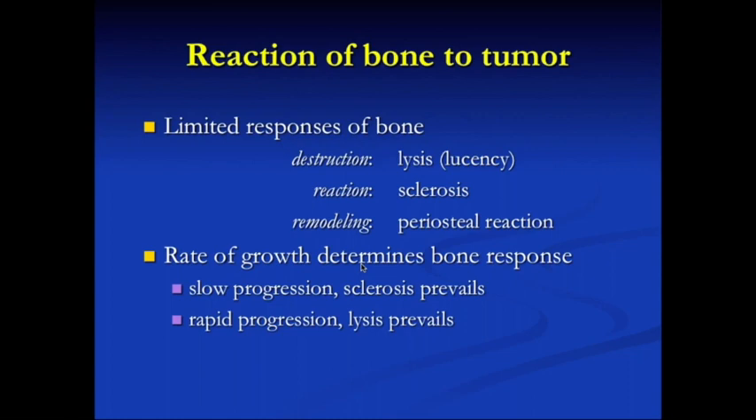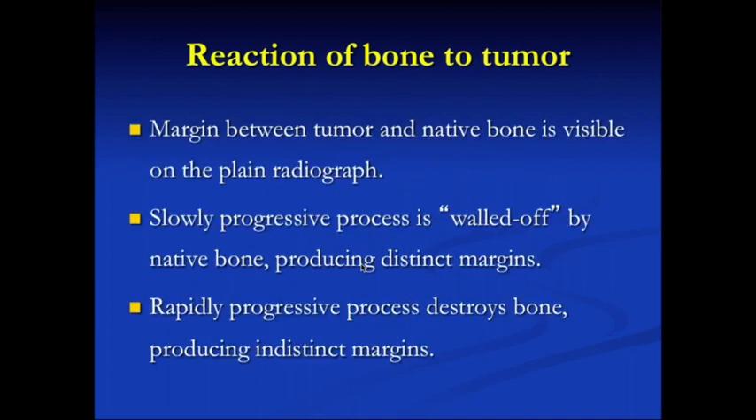Now, reaction of bone to tumor: the margin between the tumor and the native bone is visible very clearly on plain radiograph. Meaning, either you will be able to make out the difference between the tumorous area and the normal area, or there will be difficulty, or it will be just not clear. So a slowly progressive process is walled off by native bone producing distinct margins in the form of a sclerotic rim. And a rapidly progressive process destroys bone and the margins would be absolutely indistinct. Gradually, it'll mix into the normal bone all around.